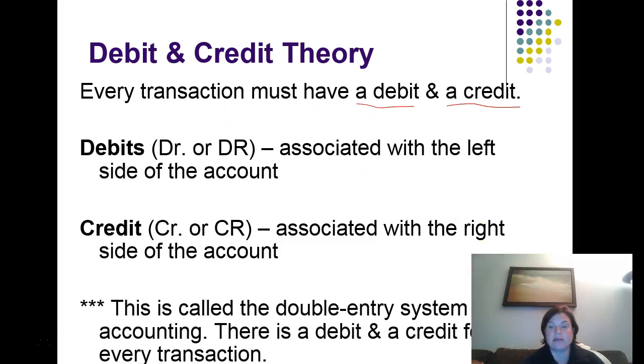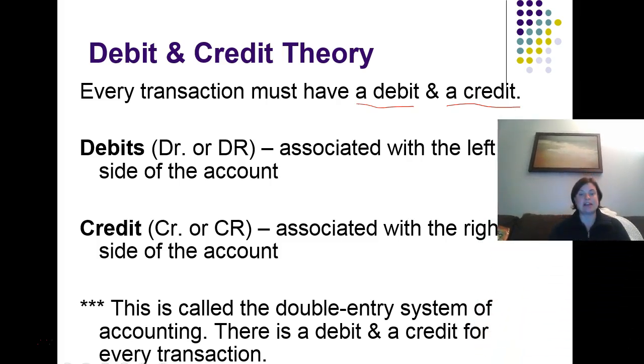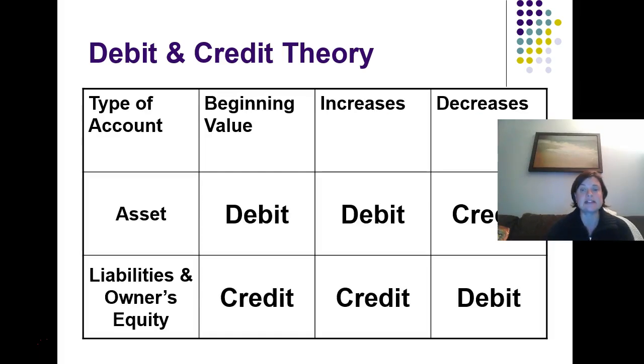So this is called the double entry system of accounting, because every transaction has a debit and every transaction has a credit. And for every transaction that we do in accounting now, debits are going to equal credits. So if the debits and the credits equal, then the accounting transaction is balanced, and it will ensure that our fundamental accounting equation is still balanced. If our debits do not equal our credits, we've made a mistake, and we need to go back and fix it. So this is a chart.